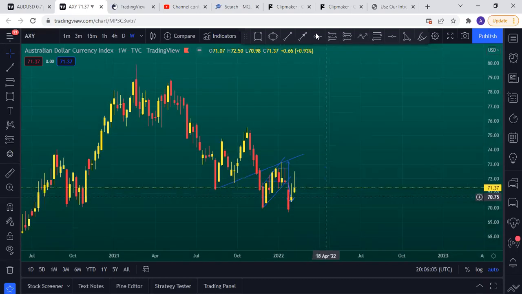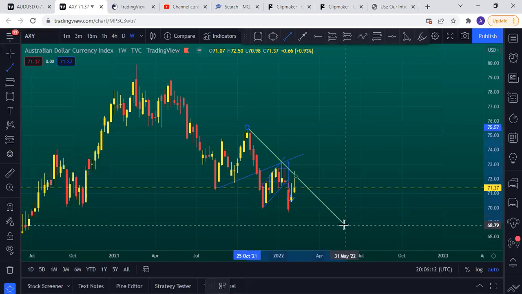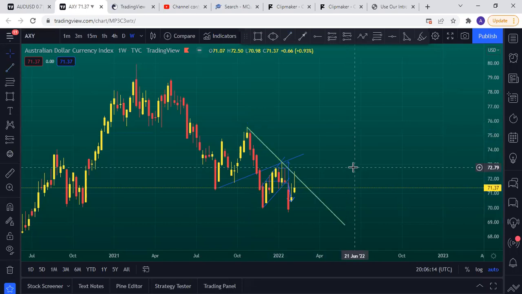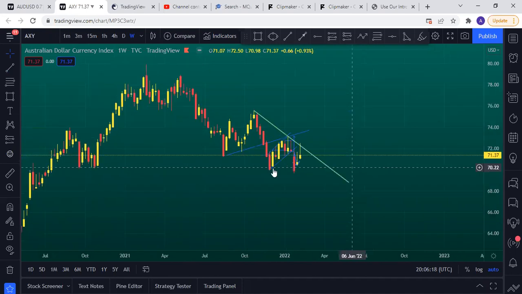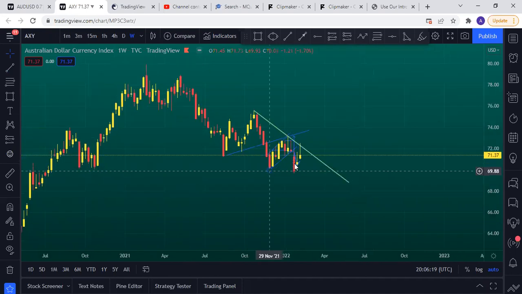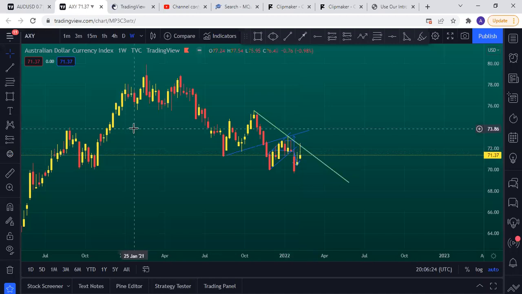On the weekly time frame, we've seen that we are in this overall downtrend. We've been on that overall downtrend for a while. Prices formed this channel, we've broken out of that channel, and we've come back for a retest. So we might be seeing further bearish continuation on the AXY.